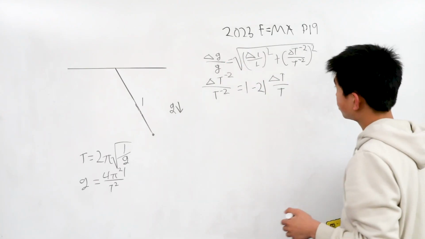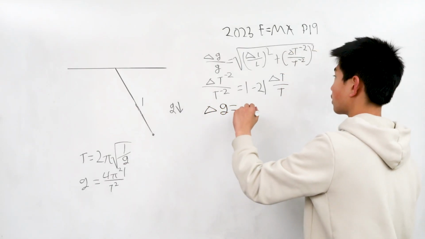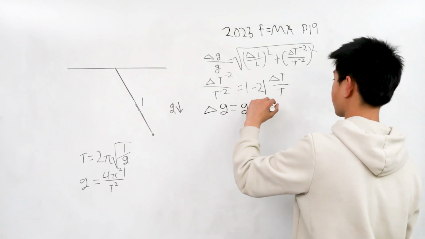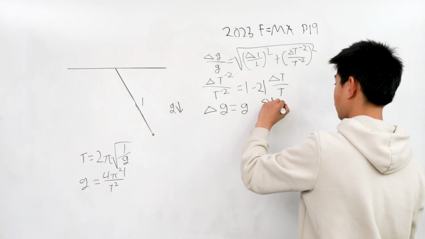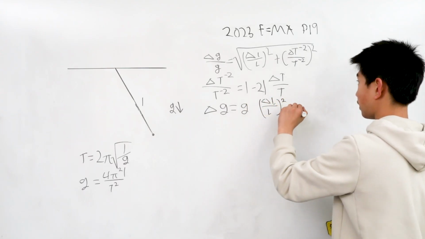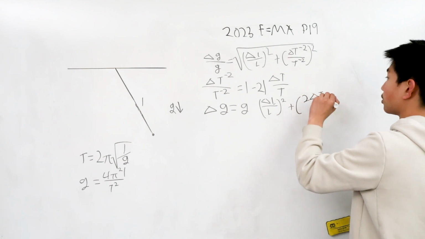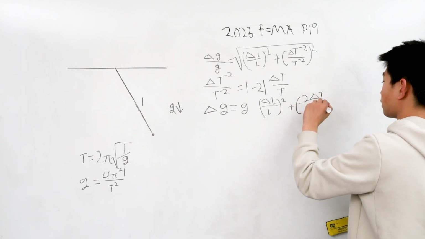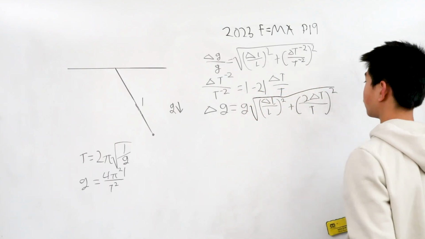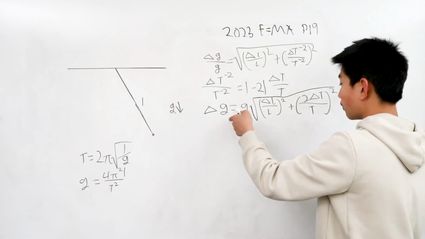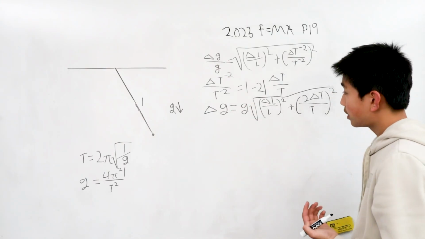You can multiply this g over to get what we're trying to solve for, the change in gravity. This is equal to g times the square root of delta L over L, squared, plus 2 delta T over T, because you multiply by 2, and then you square that, and then take the absolute value. So we've compiled a formula for the change in gravity, where all you have to do now is plug in the values they gave.